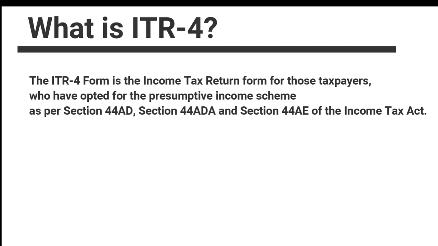ITR-4 is the income tax return form designed to give relief to small businessmen, small taxpayers and professionals who opt for the presumptive income scheme under Section 44AD, 44AE and 44ADA. You must have one question: what is the presumptive income scheme, and a second question: what are these sections all about? So let us understand the definition of the presumptive income scheme and then understand the sections.